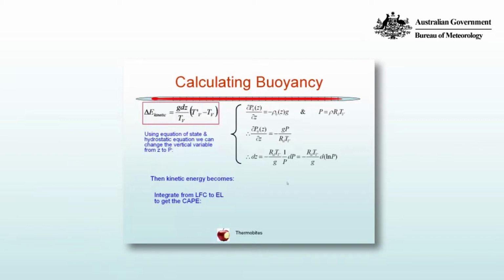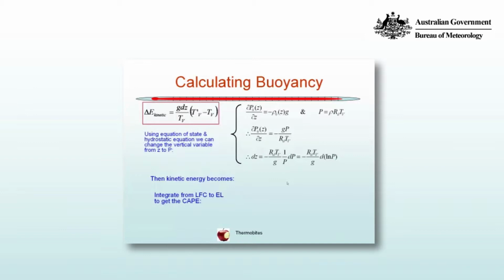What we want to do is to integrate this equation over height to get the total energy, the convective available potential energy. And we do this by replacing dz by dp. This is done firstly by writing down the hydrostatic equation shown there, dp0/dz is equal to minus rho0 g, and replacing rho using the ideal gas law, or the equation of state, p equals rho Rd Tv, which gives us the equation in the second line, dp0/dz is equal to minus g p on Rd Tv.